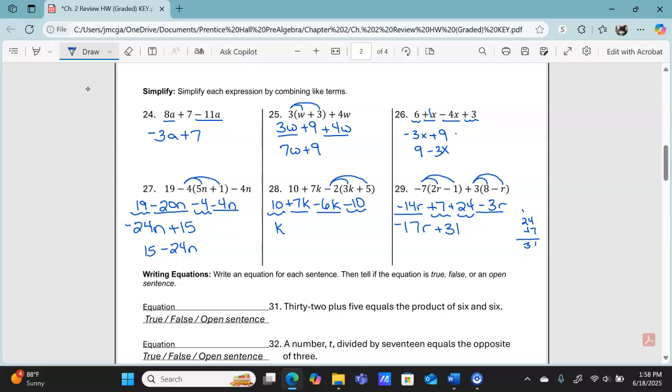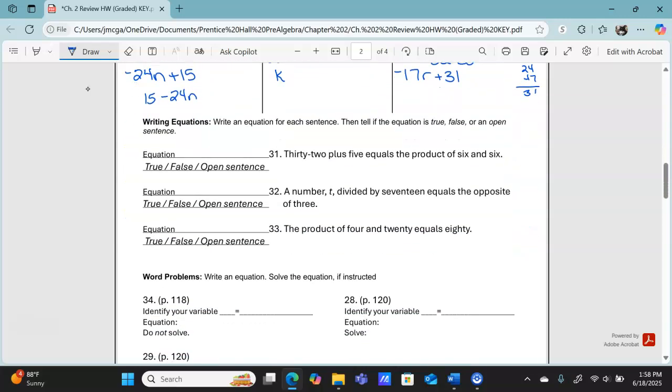When you get to 31, you're just writing an equation and then telling whether it's true, false, or an open sentence. So 32 plus 5 equals the product of 6 and 6. And you can write that like that with 6.6, or you can write it like that. And this is a false statement because 32 plus 5 would be 37, and the product of 6 times 6 would be 36. And so they are not equal.